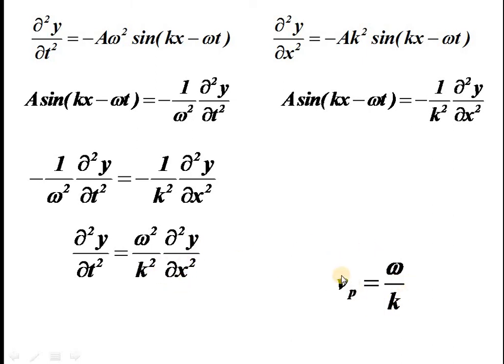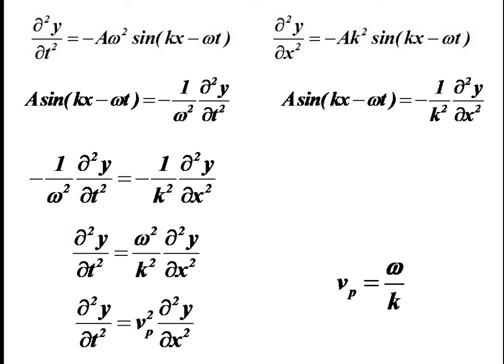And already we have studied that omega upon k is equal to phase velocity. In the previous module we got this relation: omega by k is equal to vp. You can replace your omega by k with vp. So we will get del square y by del t square is equal to vp square into del square y by del x square. This is in fact known as the differential equation of a one-dimensional wave. Why do we call it one-dimensional? Because here the wave is propagating along the x direction. So this equation is called the differential equation for a one-dimensional wave.